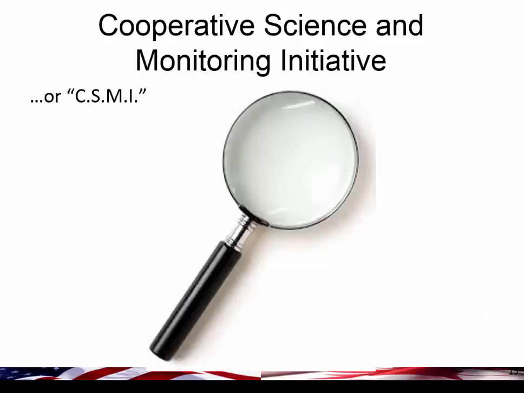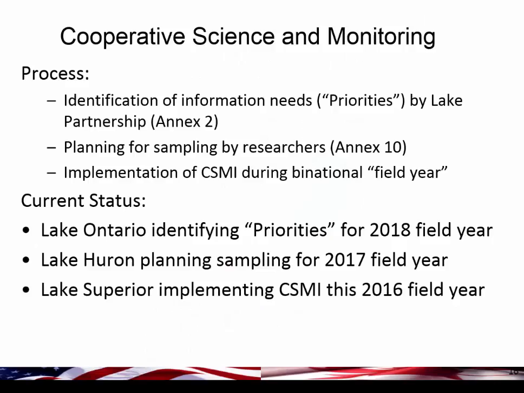Cooperative Science and Monitoring Initiative, or CSMI. This is, again, our research and scientific investigation process that water quality partners work together on. It goes through sort of a phased approach where first the LAMP team identifies priorities that they have for additional research. Really, these are information needs that would better inform water quality management, and water quality management in its largest sense.